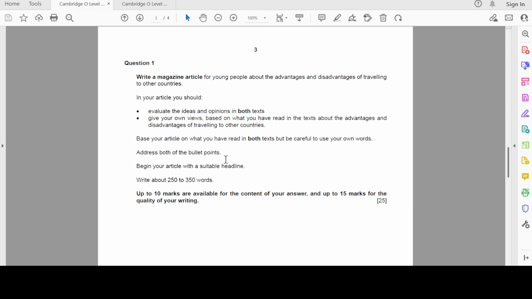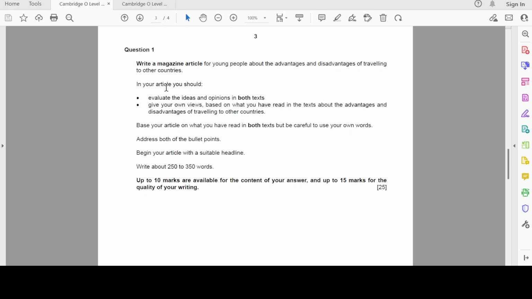So those are the texts, and this is the question, right? So based on that text, the candidate is to write a magazine article for young people about the advantages and disadvantages of traveling to other countries, right? For the article, evaluate the ideas and opinions in both texts and then give your own views based on what you have read in the text about traveling to other countries. Base your article on what you have read in both and be careful to use your own words.